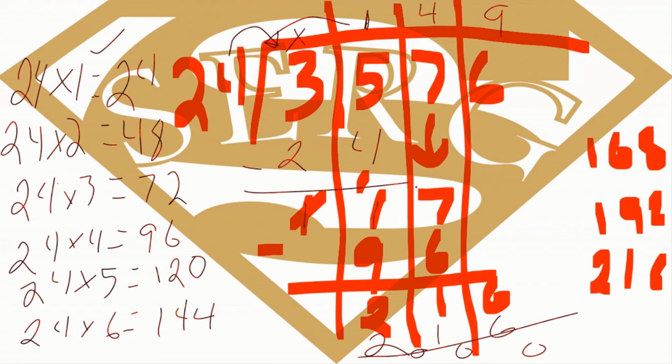So 3,576 divided by 24, the quotient is 149. That is your answer. And remember, you can always pause it at any time if you need help, and take down notes and follow along.